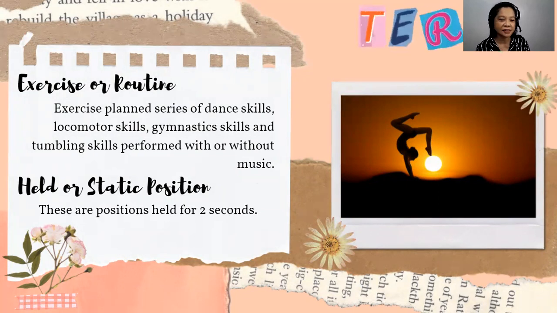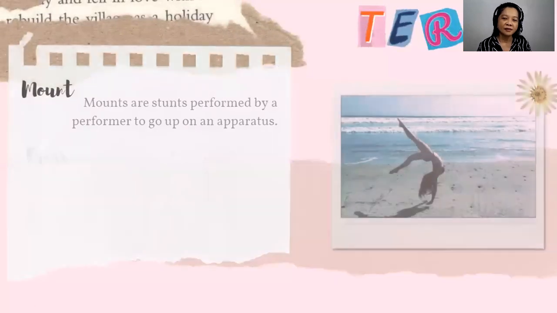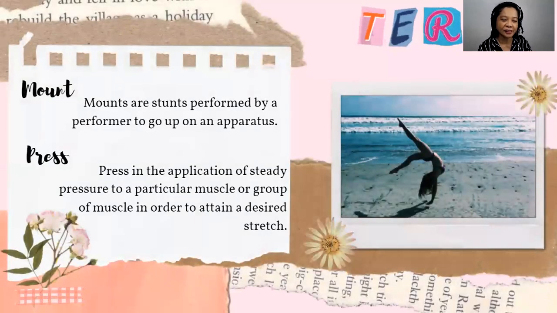Another is held or static position. These are positions held for 2 seconds. For example, you bend your head forward and then you count it for 2 seconds. So you call it a held or static position. Next is mount. This is the opposite of dismount. When you are going to get onto the apparatus, this is called mount.